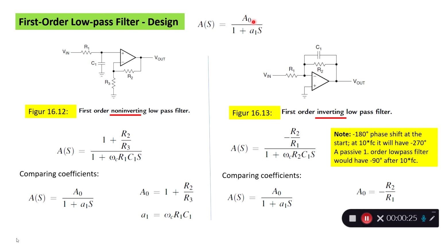You can see there is this passband gain, and we have only A1 as part of the transfer function. B1 is 0. We have two options with op-amps to design this first order filter. We have one with a non-inverting low pass filter, and we have one with a first order inverting low pass filter. And there are some specific concerns we have to consider about it.